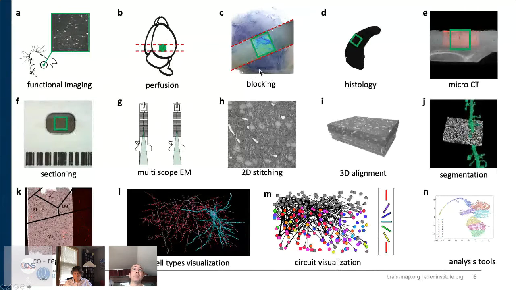Then there is the blocking. We really want to take a block of the mouse brain that includes the region where we've done the functional imaging. Again, a tense moment, and this has been done by Mark Takeno in our team. Then there is histology, sometimes a boring step, but again essential for the quality of the final segmentation, and here Joanne Buchanan has been leading this step. Then we do a micro CT, very similar to what Eva described yesterday, just to find out if we have in our piece of tissue the block that we imaged in vivo.